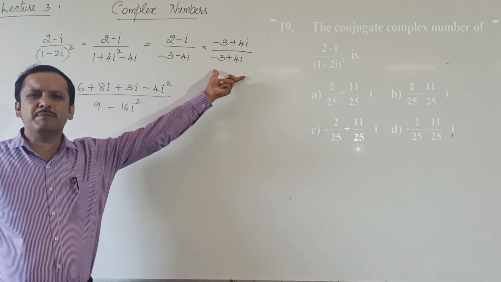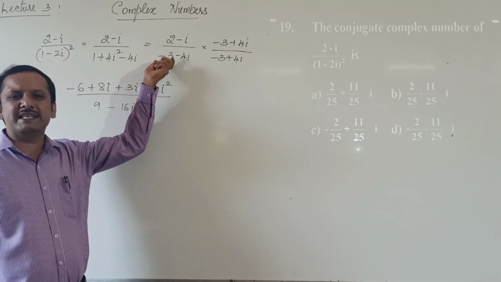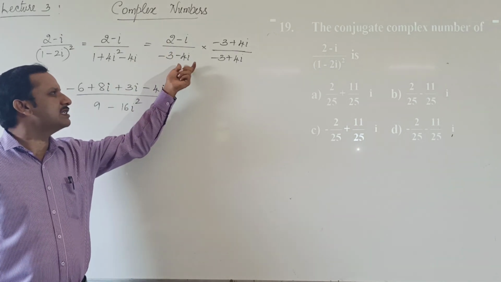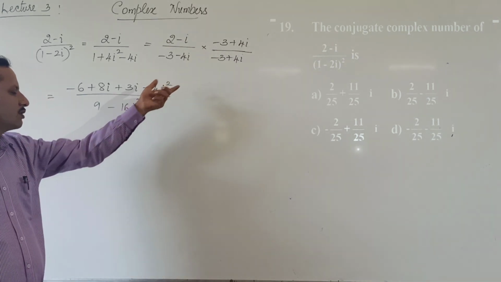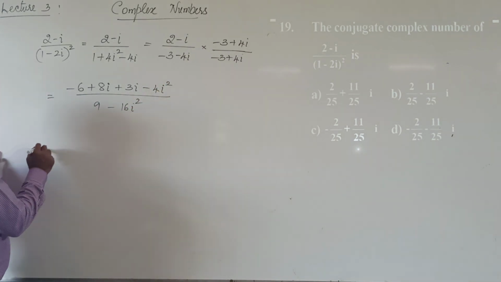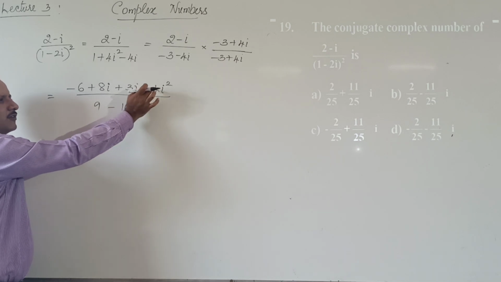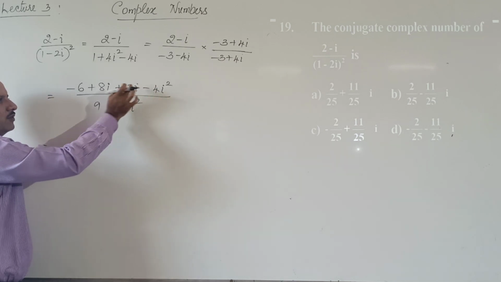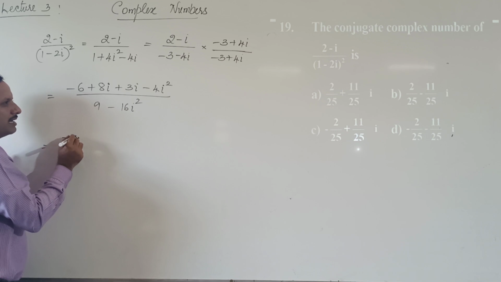a minus b into a plus b is a square minus b square. a square is minus 3 whole square, which is 9. Minus b square, minus 4i whole square, that is 16 i square. i square is minus 1 here. Minus 4 into minus 1 is plus 4. Minus 6 plus 4 will give you minus 2.